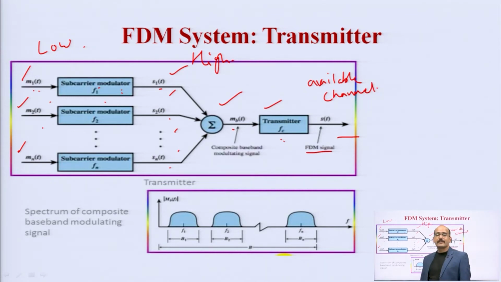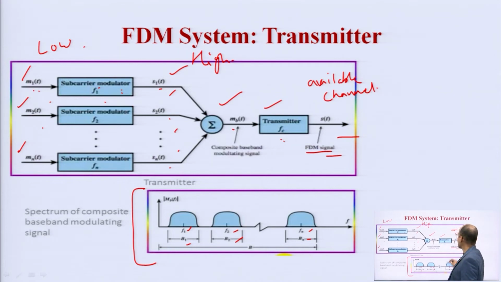If our channel bandwidth is in megahertz, then this part is going to use this composite signal. Here this diagram is showing the frequency spectrum of the composite baseband modulating signal. You can easily see that it has F1, F2, Fn with the bandwidths B1, B2, Bn, and the combined bandwidth of the FDM signal is capital B. So, this is about the FDM system transmitter.